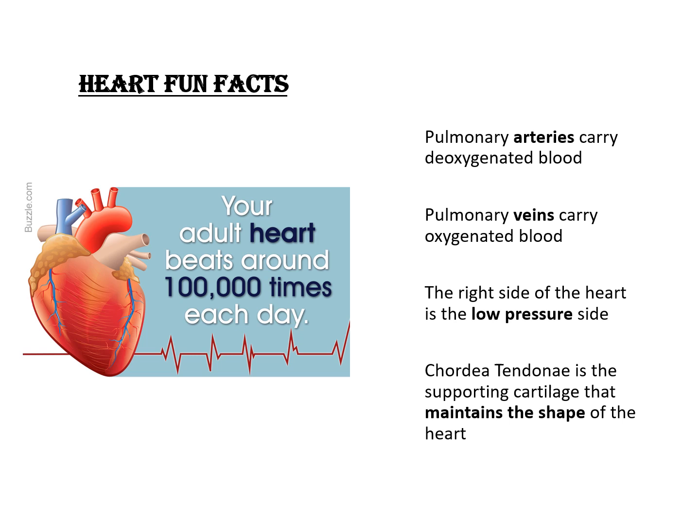Some fun facts about the heart. Pulmonary arteries carry deoxygenated blood. Pulmonary veins carry oxygenated blood. The right side of the heart is the low pressure side of the heart. And the chordae tendineae are the supporting cords that maintain the shape of the heart.